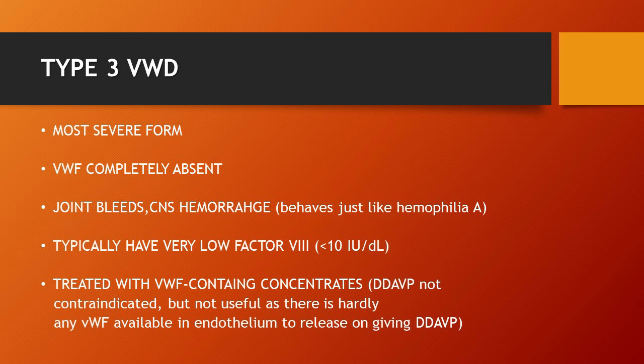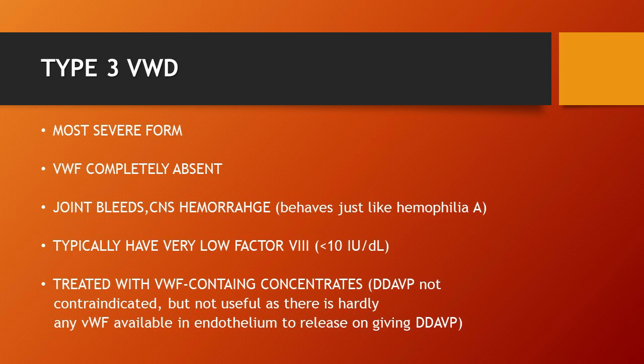Type 3 means von Willebrand factor is simply not there at all. So almost zero. There is nothing to bind and travel with factor 8, so factor 8 also comes down. So clinically it will behave just like hemophilia A. I think it is clear, right?